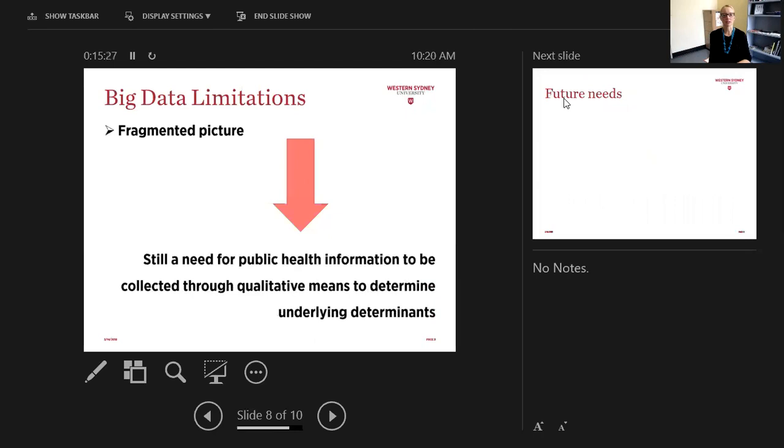So there's still very much a need for public health information to be collected through qualitative means. What other RCTs or quantitative data collected, or observation studies, case control studies, all those other forms of research within public health are still important in this world of big data. It definitely provides an opportunity for us to strengthen our capacity as public health practitioners, but we have to remember that it's still only pieces of the puzzle, and there's going to be a need for other methods to fill that whole picture.